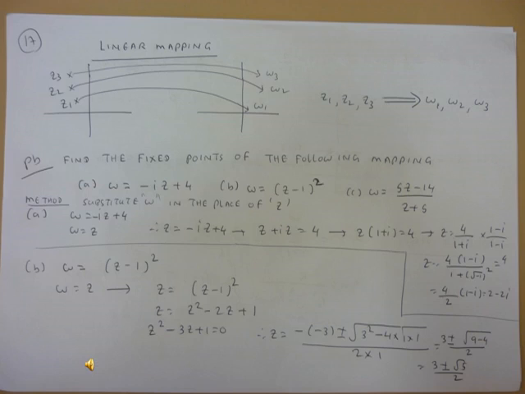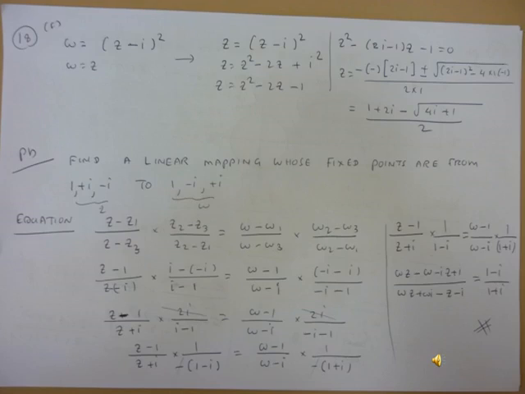And we will solve the problem given that omega equals (z minus i) squared, so in the place of this omega we substitute z. Therefore, z equals (z minus i) squared. So z equals z squared minus 2iz plus i squared. Since i is the square root of minus 1, i squared is minus 1. So z equals z squared minus 2iz minus 1.